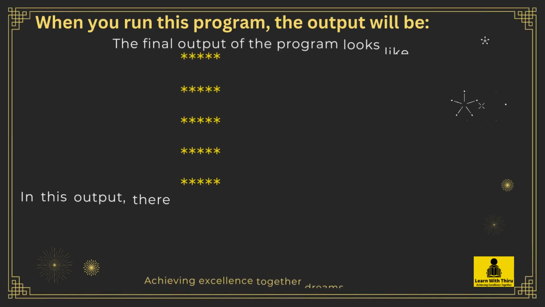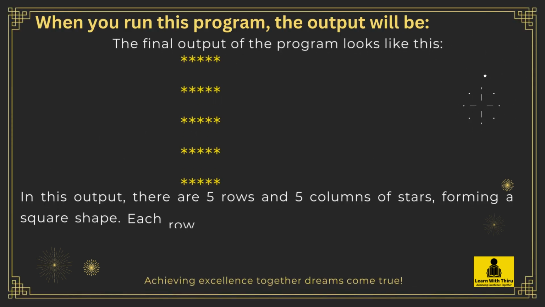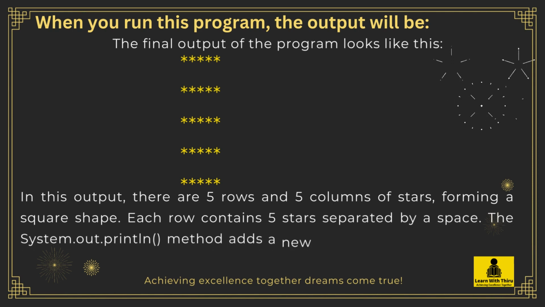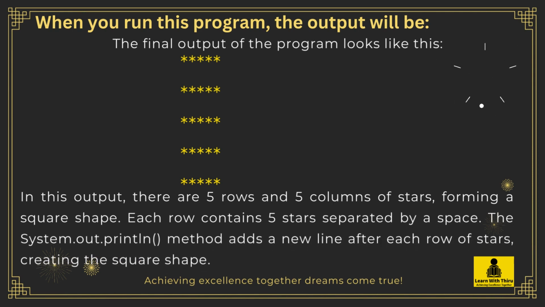When you run this program, the final output of the program looks like this. In this output, there are 5 rows and 5 columns of stars, forming a square shape. Each row contains 5 stars separated by a space. The System.out.println method adds a new line after each row of stars, creating the square shape.